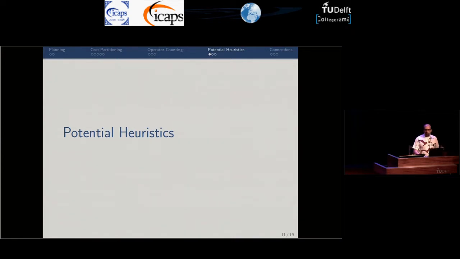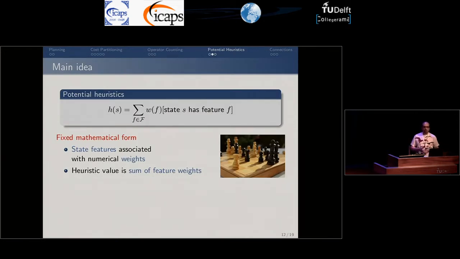Okay, I'll come to the last part of this thesis, which is about potential heuristics. A potential heuristic is just the mathematical form of a certain set of functions. These functions are defined over a set of features that can be present in a state or not, and associated weights for these features. The value of the function is just the weighted sum, so the sum of the weights for all features that are true in the state.